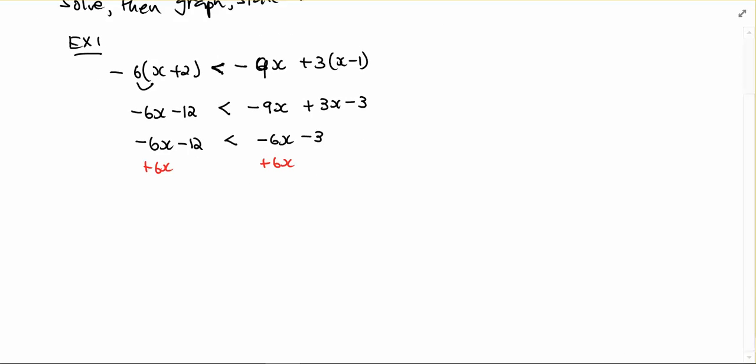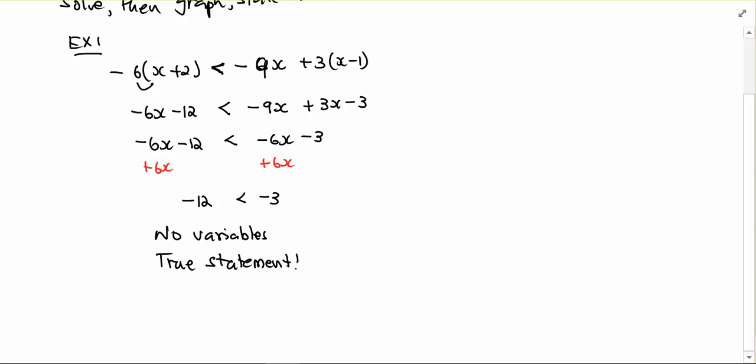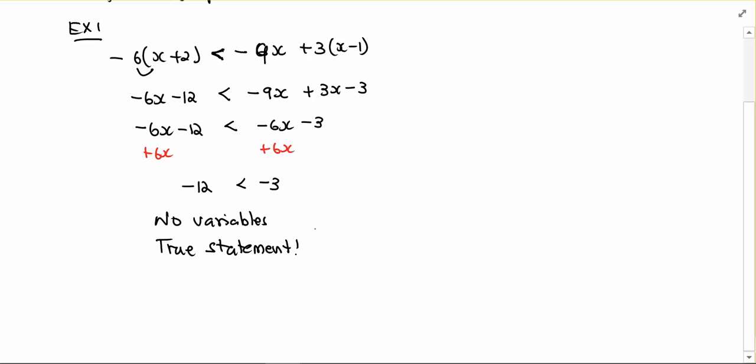And we have the x's canceling. Oh my goodness, so the x is cancelled, right? So no variables. True statement though, true statement. So just like when solving equations, no variables but a true statement. What does this mean? This means all real numbers, all real numbers.